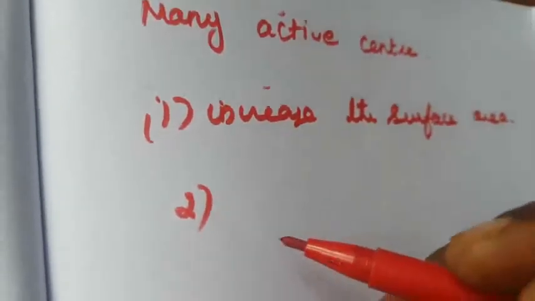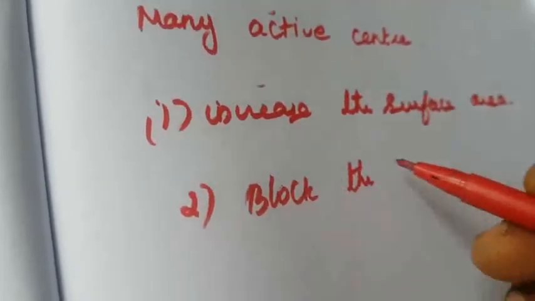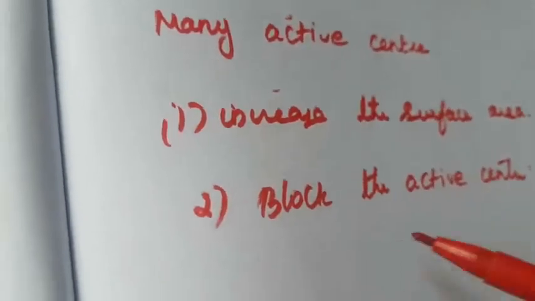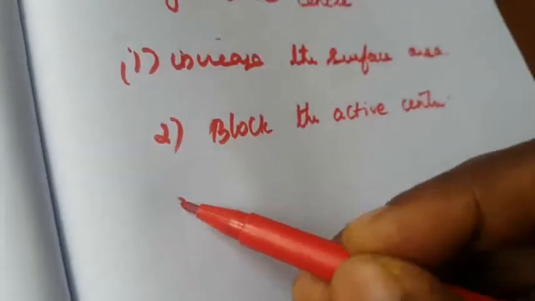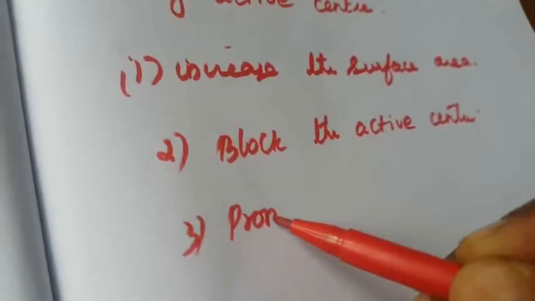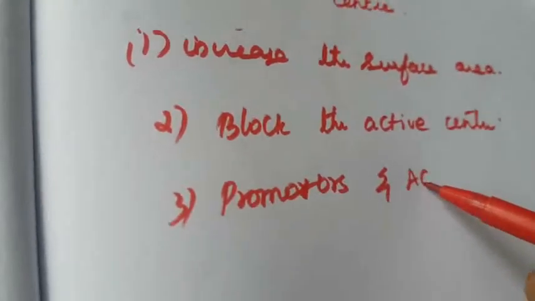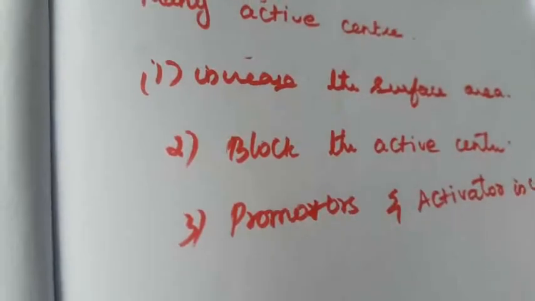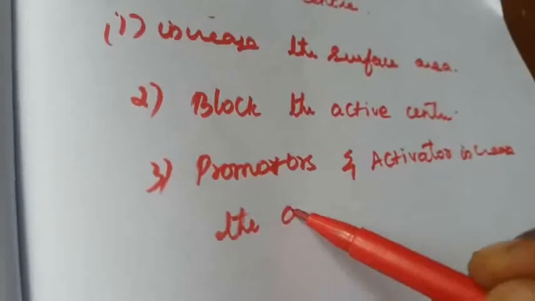It blocks the surface active center. Block the active center. Next, what is meant by promoter or activator? It increases the number of active centers on the surface. So promoter and activator increase the active center.